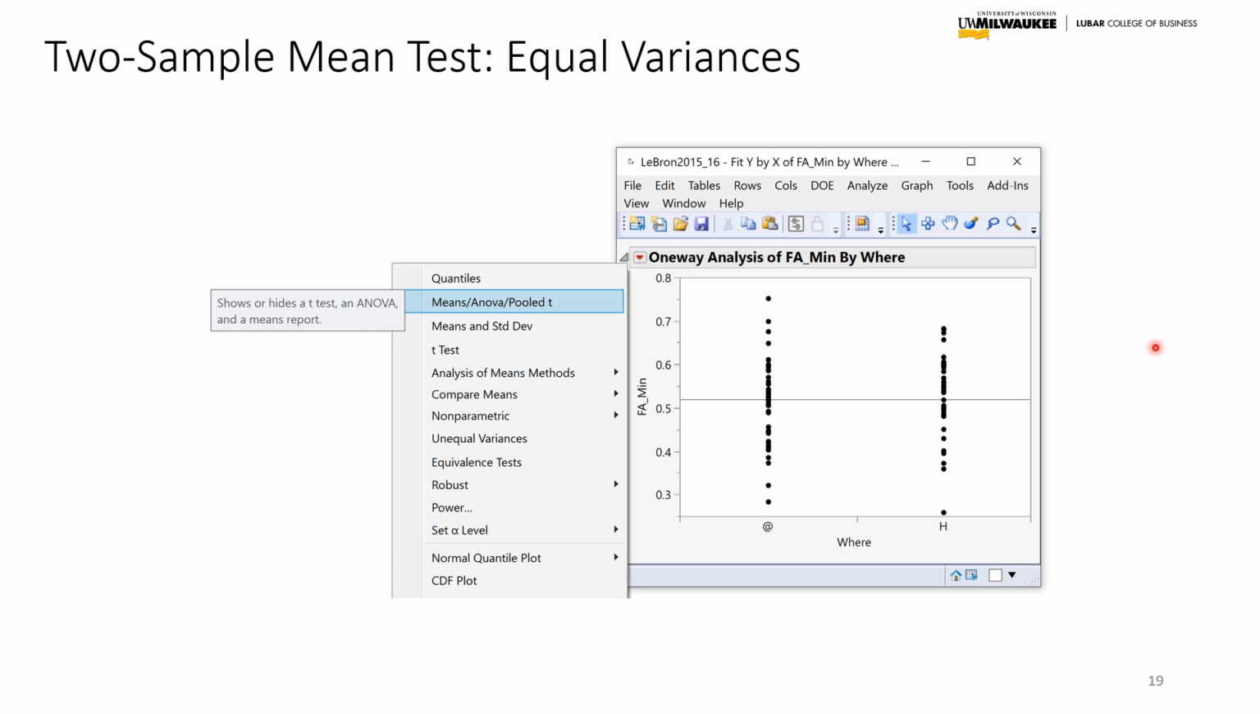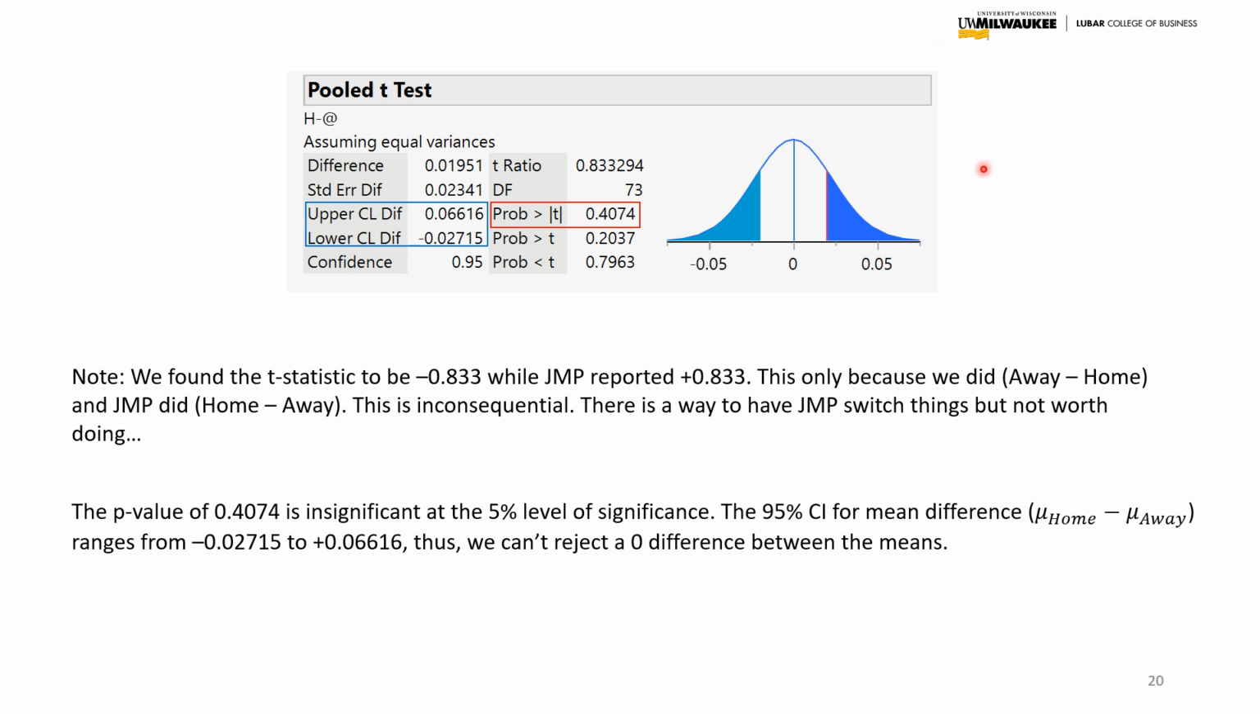So back to the Fit Y by X platform, under the red arrow option, I'm going to choose Means/ANOVA, and the key is to see the word pooled t. And here we see the results. We see a t ratio reported to have the same numeric value that we had computed of 0.833. Now we got minus 0.833.